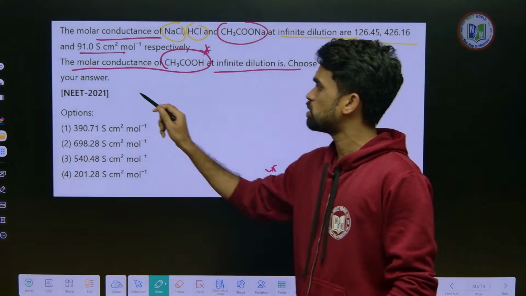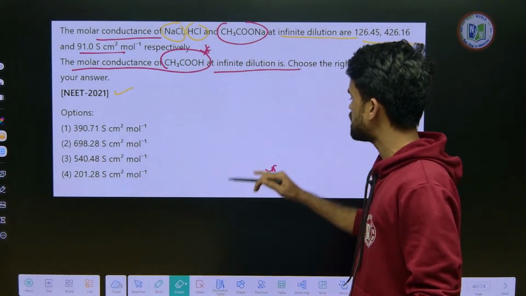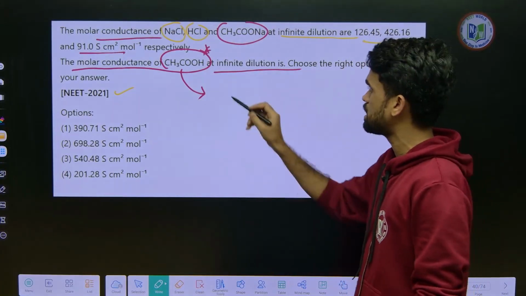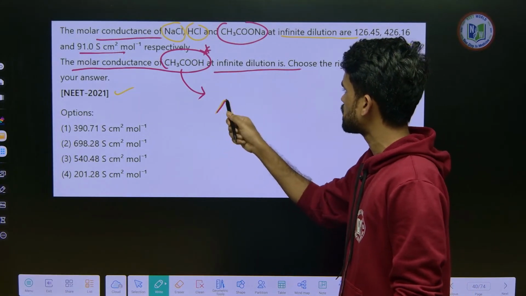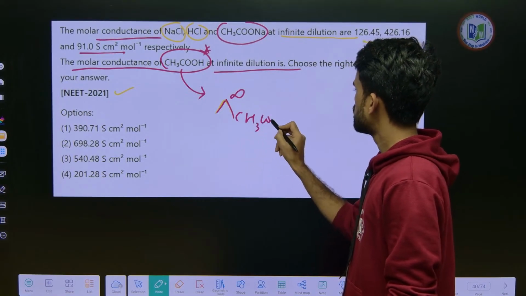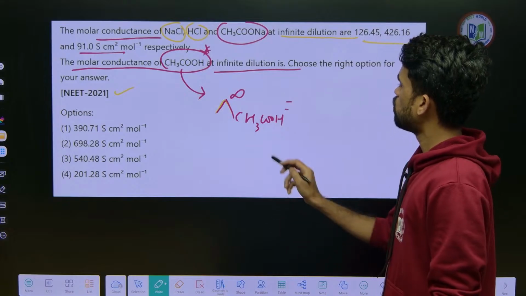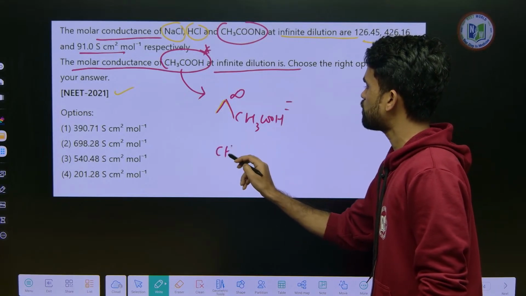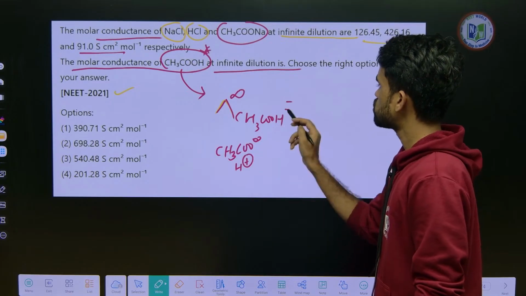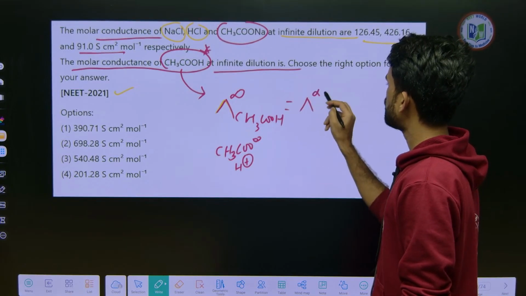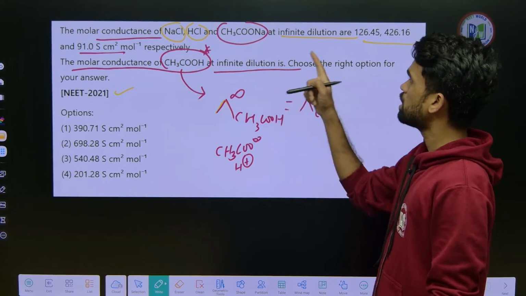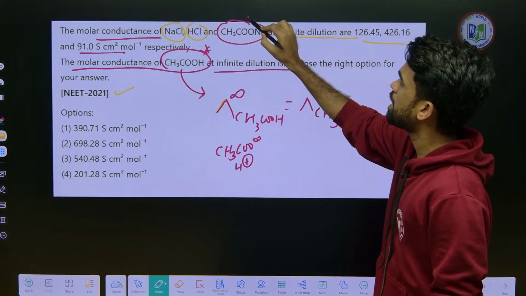See, this is a NEET 2021 question. It is very easy. I will explain to you. Follow this step. What they are asking for acetic acid now? So the limiting molar conductivity of acetic acid is equal to, what are the ions we have? One is the acetate ion and the other one is the H plus ion, right? So what you need to do? So del infinite of acetate ion. This acetate ion value they haven't provided, but sodium acetate they have provided, no?